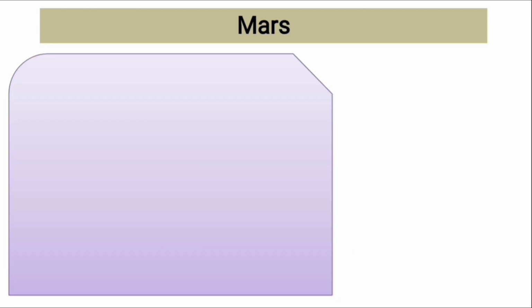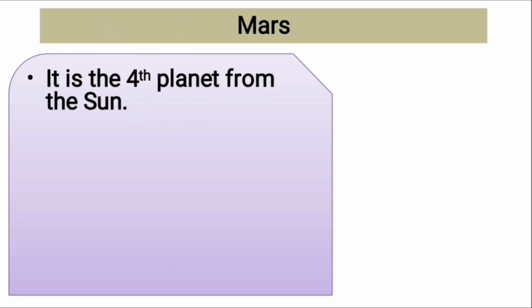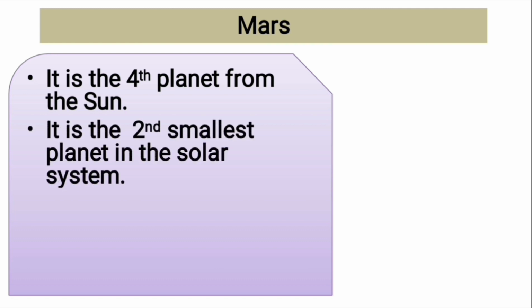Then our next planet is Mars. It is the fourth planet from the Sun and it is the second smallest planet in the solar system. It is the red planet.